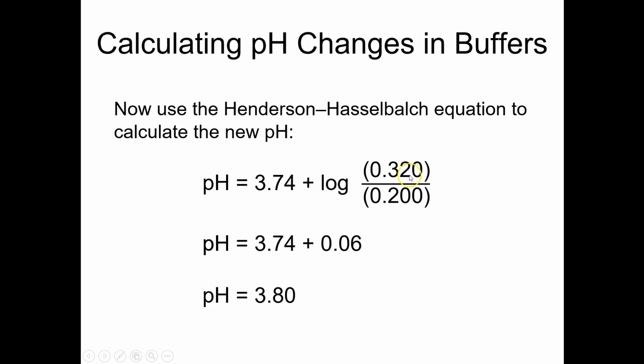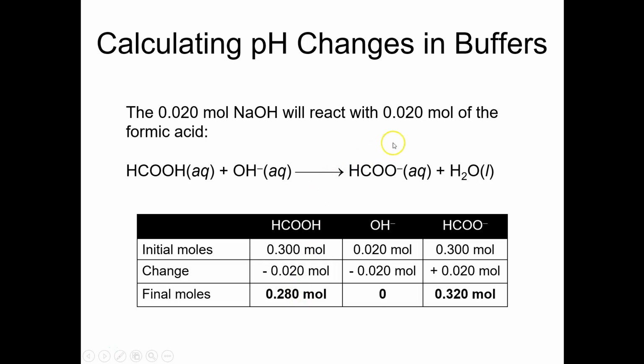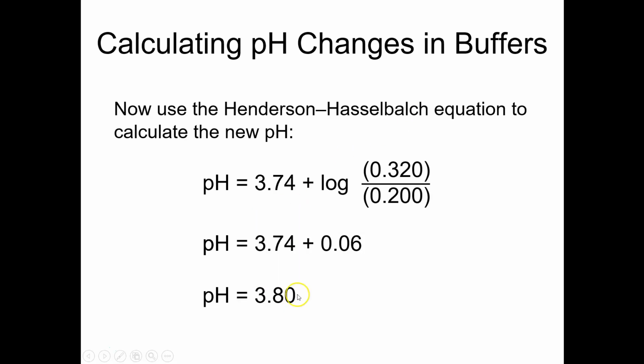3.74 plus the log of 0.32 over 0.28. That's a misprint. That should be 0.280, not 0.200. That's 3.74 plus 0.06, and therefore the pH is going to be 3.8. Does that make sense? Yeah, we added a little bit of hydroxide, therefore we expect the pH to go up. Again, that's 0.280, not 0.200. And so the pH goes up to 3.8.